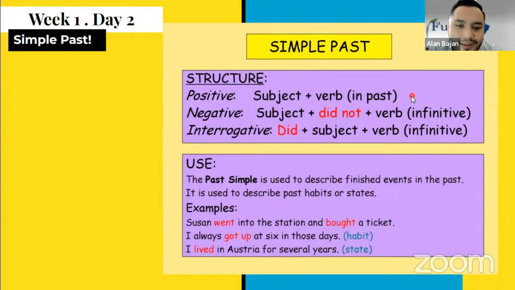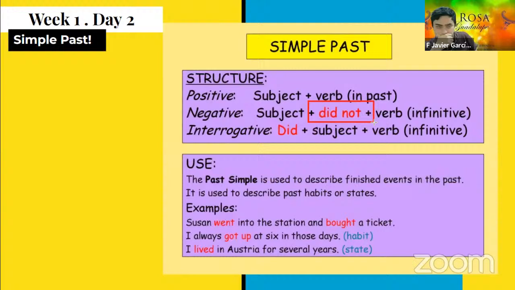But what about negative? We have an auxiliary. Please read the structure of negative sentences. Paco. Subject did not verb. Excellent. So what is the auxiliary for this one, class? Did not. Did. And if it's negative, did not, right?